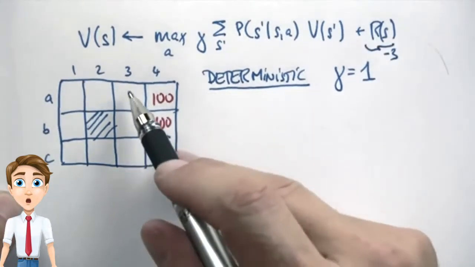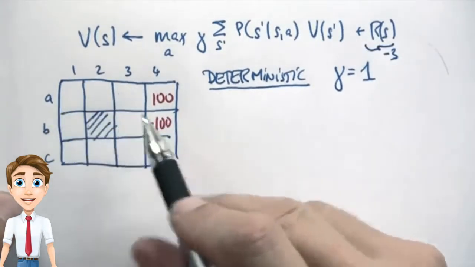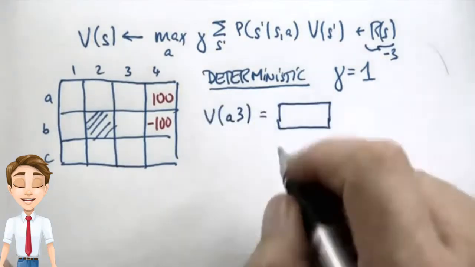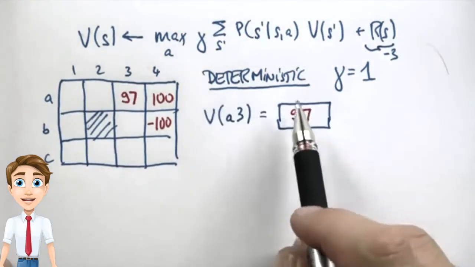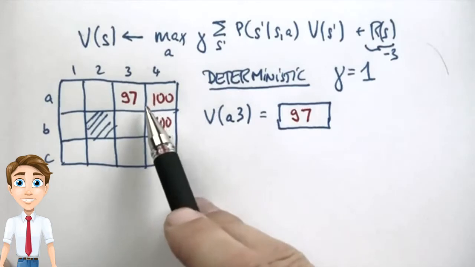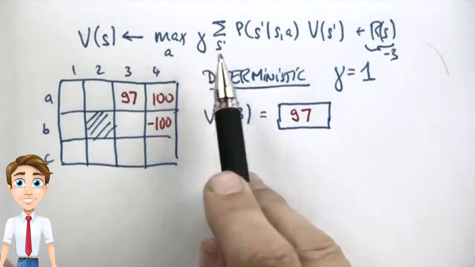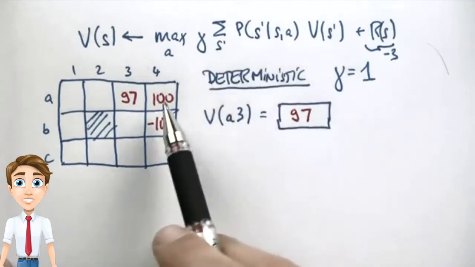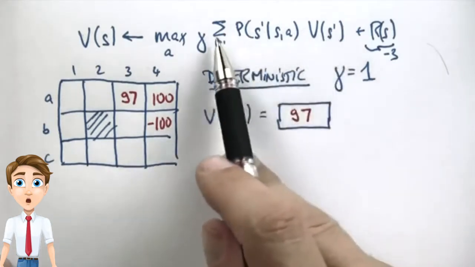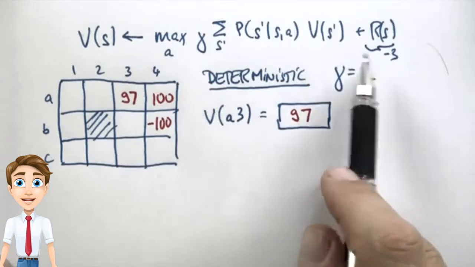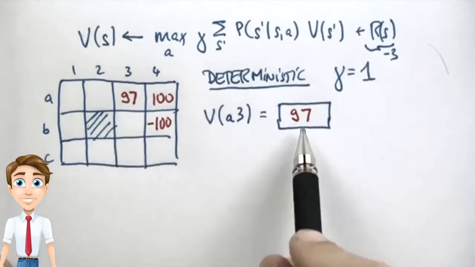But I'd like to know, after a single backup, what's the value of A3? And the answer is 97. It's easy to see that the action east is the value maximizing action, so let's plug in east over here. Gamma equals 1. This is a single successor state of 100. So if we have 100 over here, minus the 3 that it costs us to get there, we get 97.